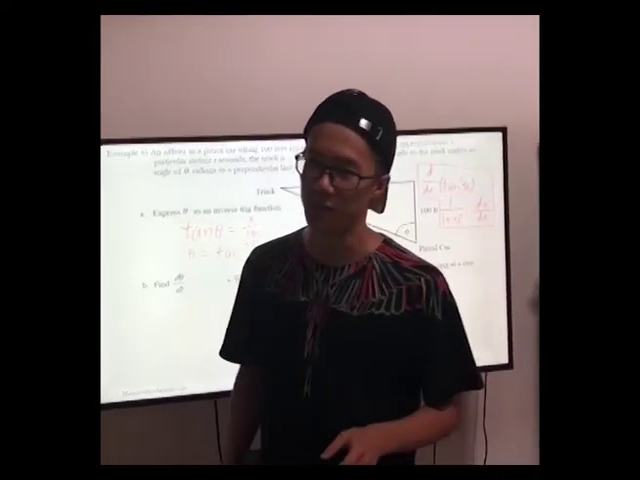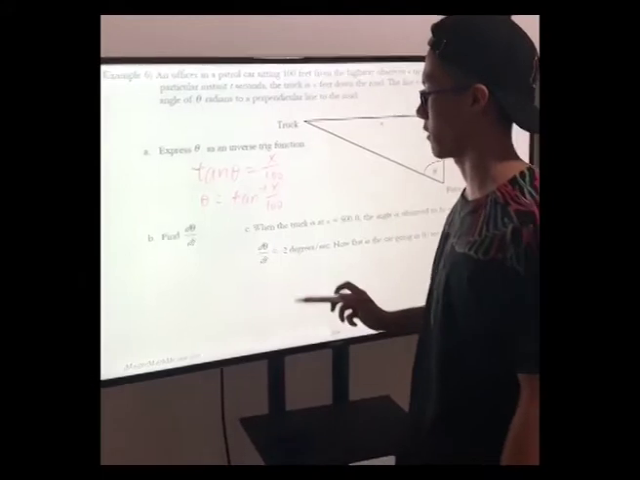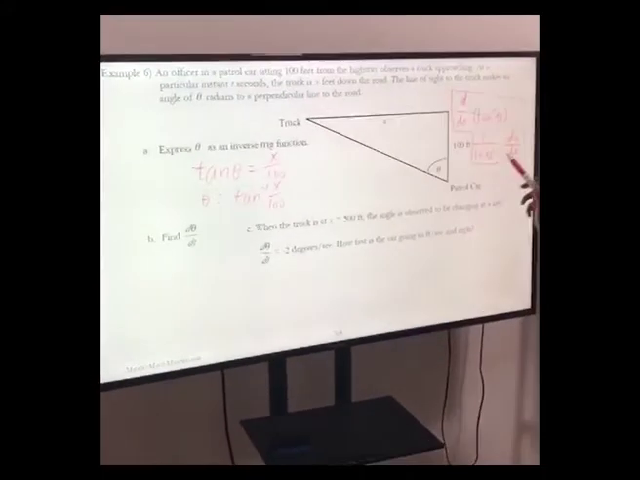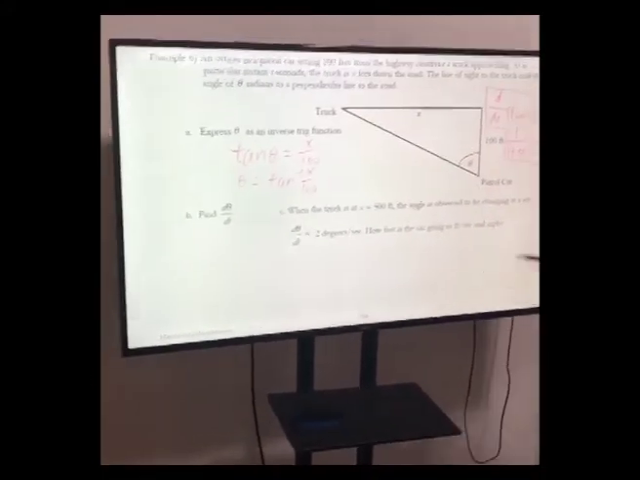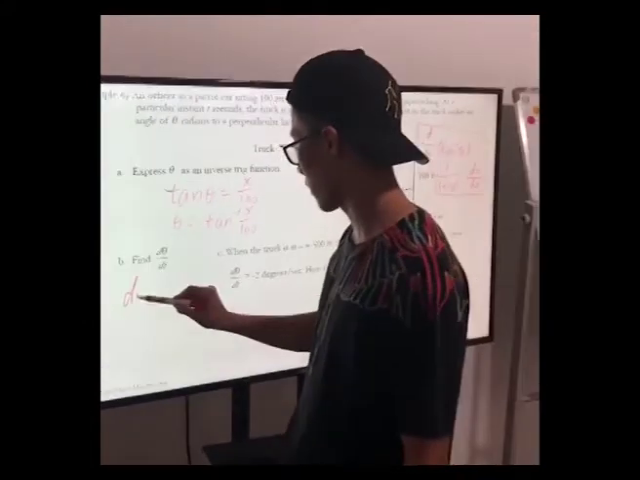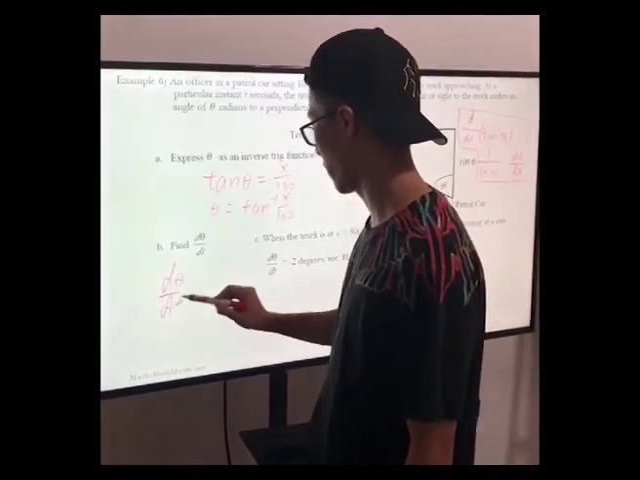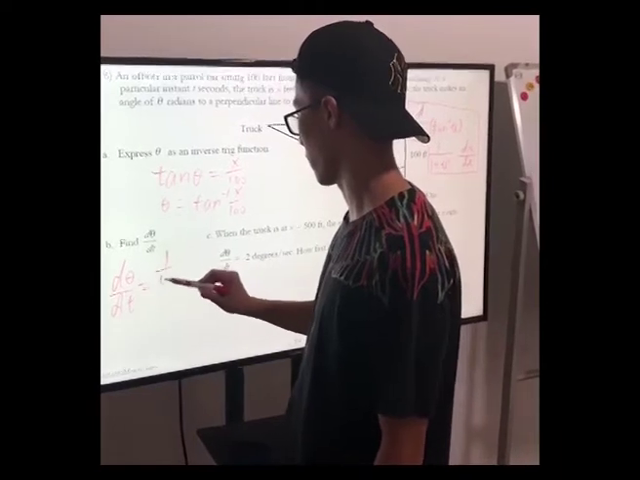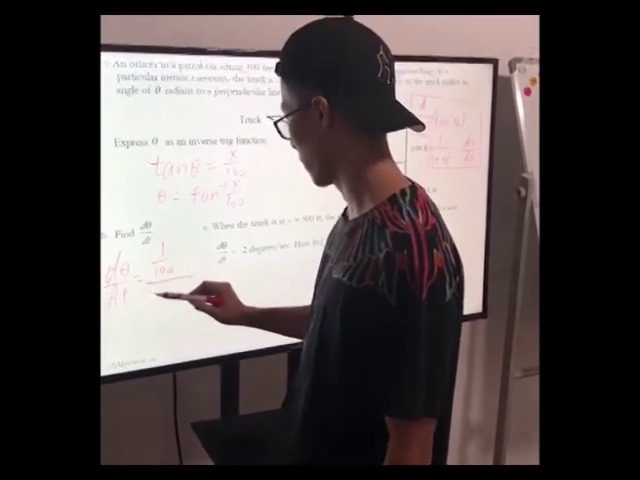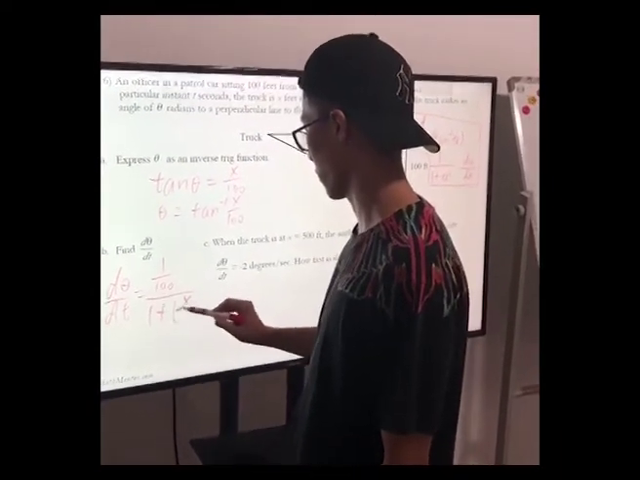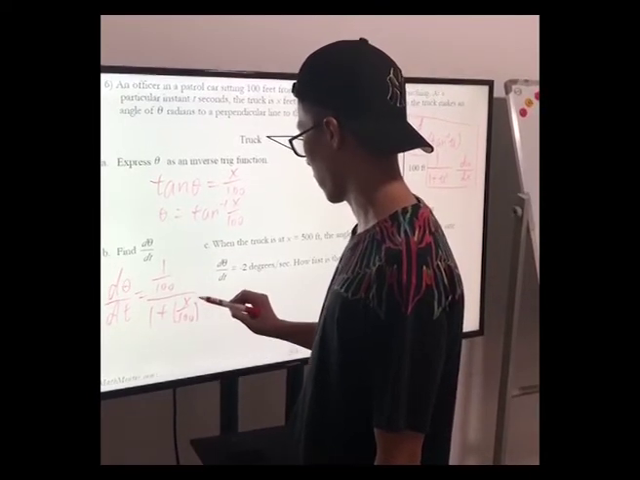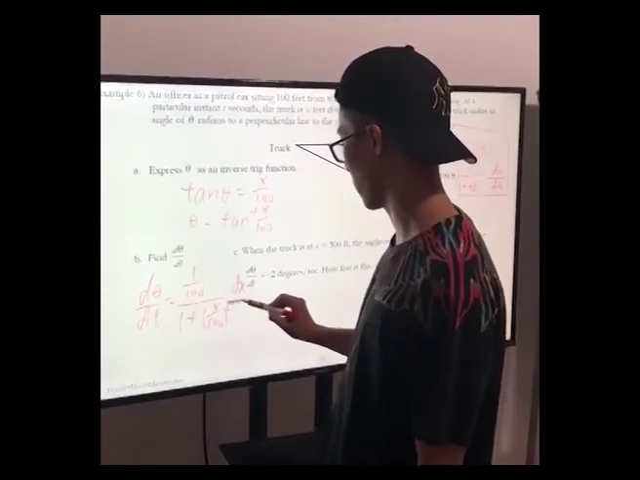The second question is to find d theta over dt. You can use the formula of the derivative of arctangent, which gives d theta over dt equals 1 over 100 times 1 over (1 plus (x over 100) squared) times dx over dt.